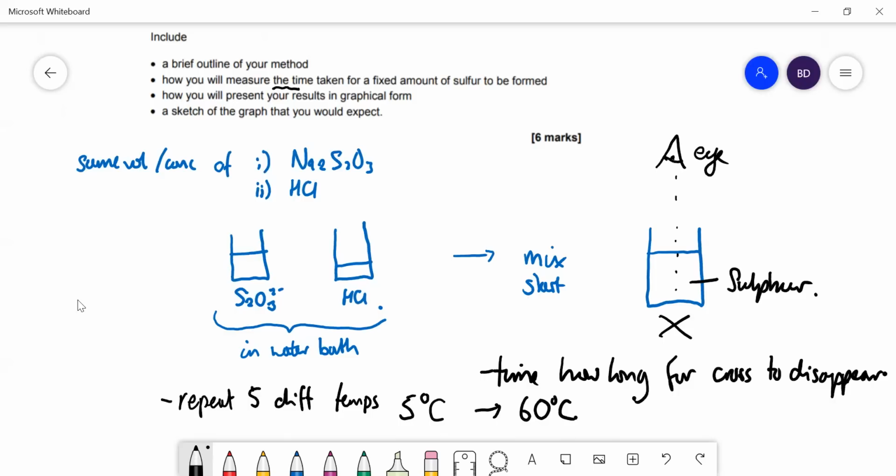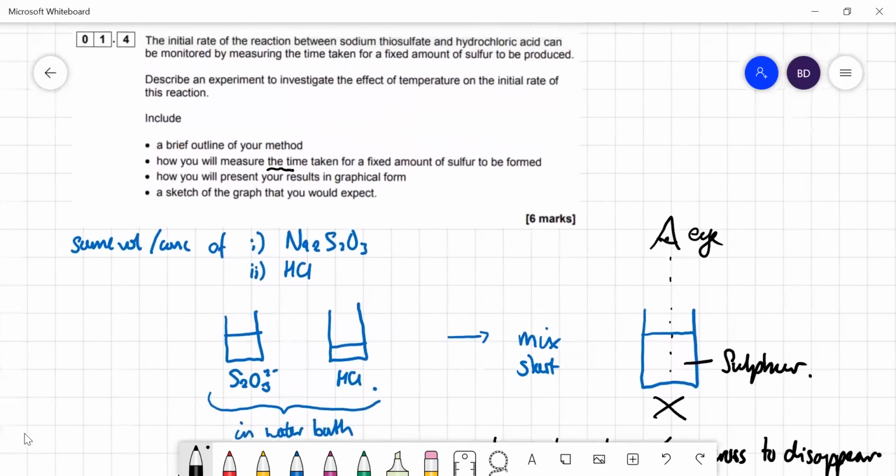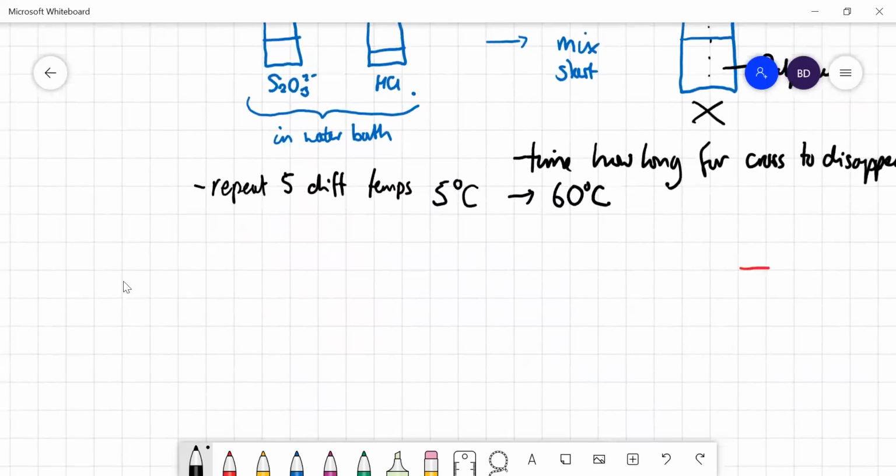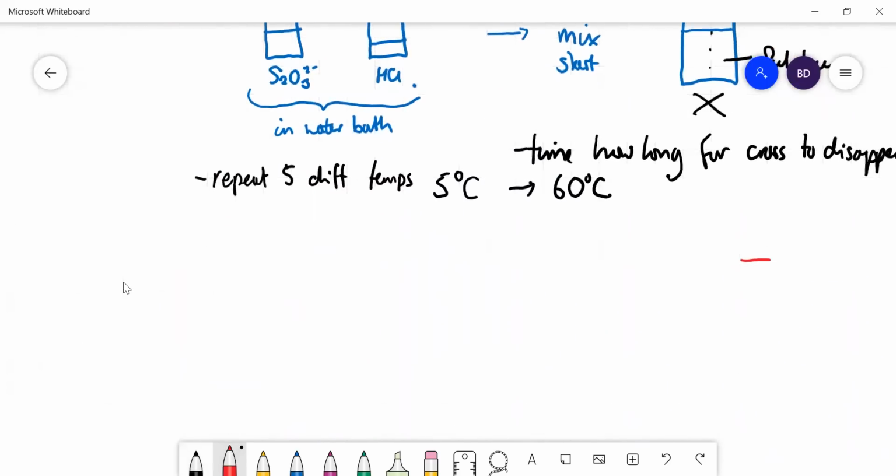Now, how will you present your results in graphical form? Right, it says here we need to work out the initial rate. So we need to work out the rate from the time taken. It's important to do that. And so we know that the initial rate of reaction is going to be proportional to 1 over the time taken to go cloudy.